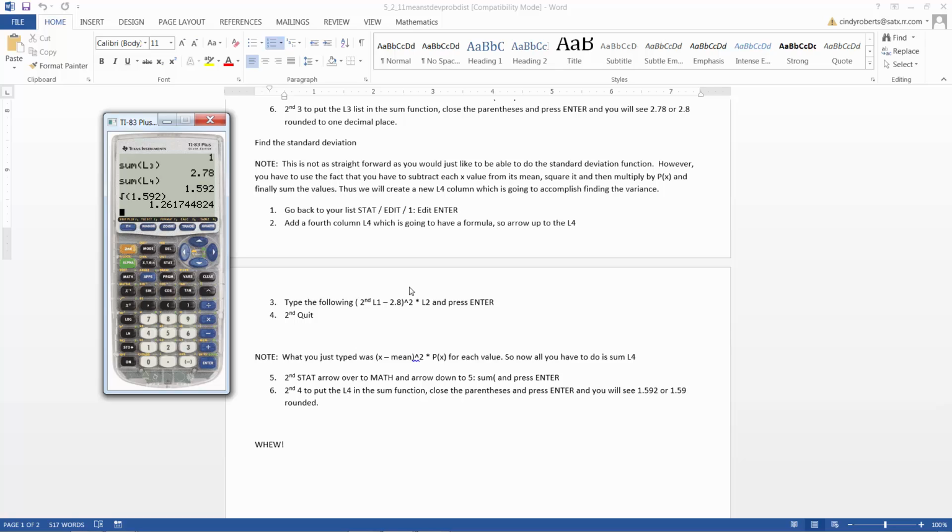Again, it's a lot of steps, but if you've been entering data in your calculator, hopefully you're pretty comfortable with this, meaning the stat editor. Probably the only big thing that was different in this one was knowing how to put an actual formula in there as well.